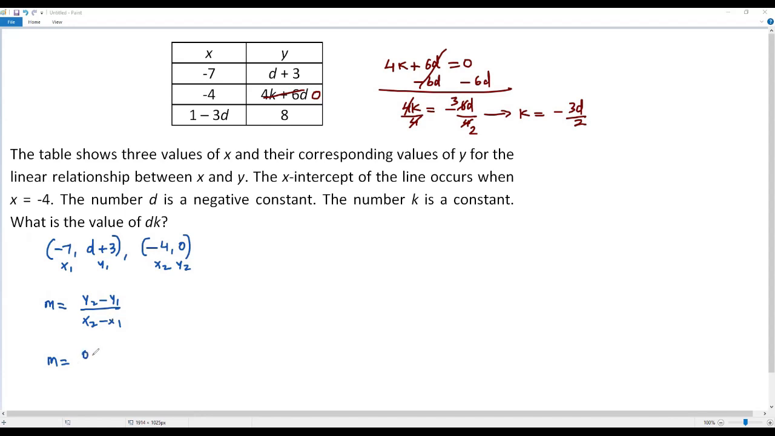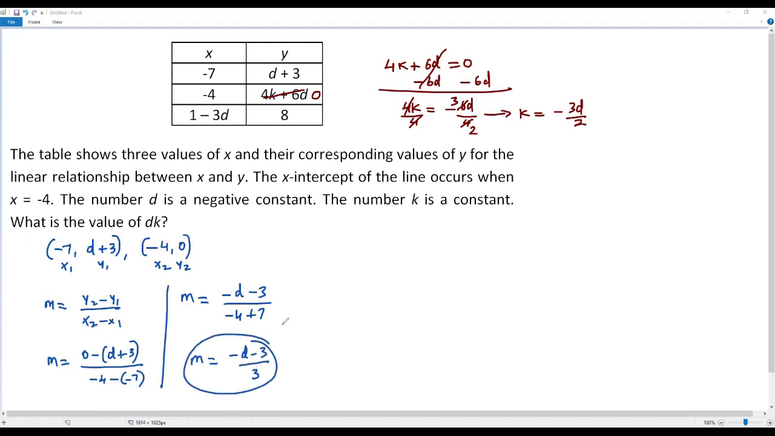For y2 we have 0, minus, for y1 we have d + 3. And for x2 we have -4, minus, the value of x1 is -7. Okay, now let me continue over here. m equals, let's distribute this negative sign to this d and positive 3. Then I'm getting negative d, negative 3 divided by -4 plus 7. Then I'm getting m equals (-d - 3) divided by 3. Okay, here I got the slope of the line m, that is (-d - 3) over 3.